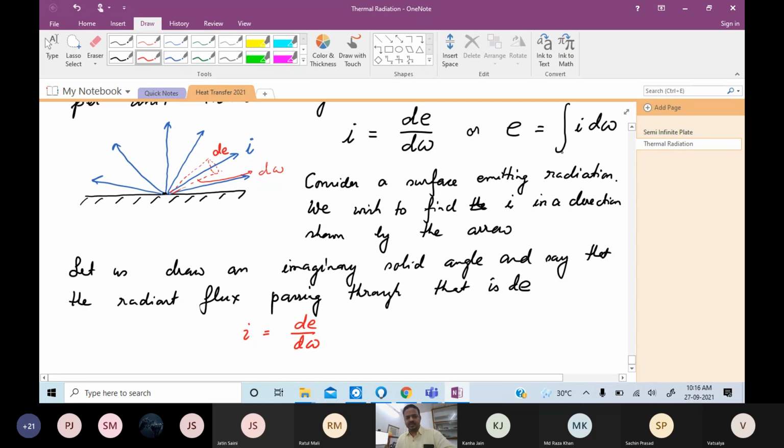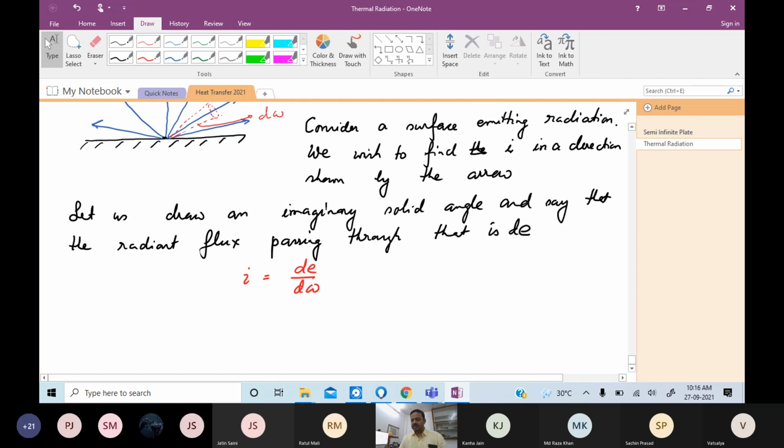Or before that, let me complete this. If I is dE d omega, then I can write that E is going to be what? Is the integral. The integral I'll put later. The limits I'll put later. I'll first write I. And what was the d omega? Sine psi d psi d phi. Okay.